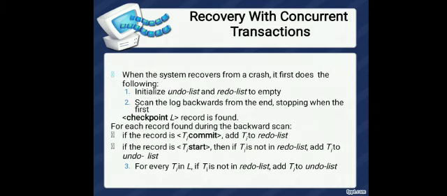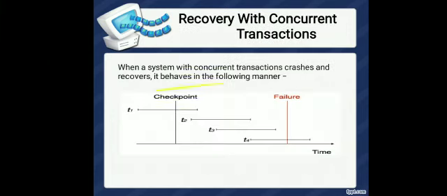When the system recovers from a crash, it first does the following: initialize both the undo list and redo list to be empty, and scan the log records backwards from the end, stopping when the first checkpoint record is found. For each record found during the backward scan, if the record is TA commit, add the transaction to the redo list. If the record is TA start, and TA is not in the redo list, add transaction TA to the undo list. For every transaction TA in the list of transactions L, if TA is not in the redo list, add the transaction TA to the undo list.